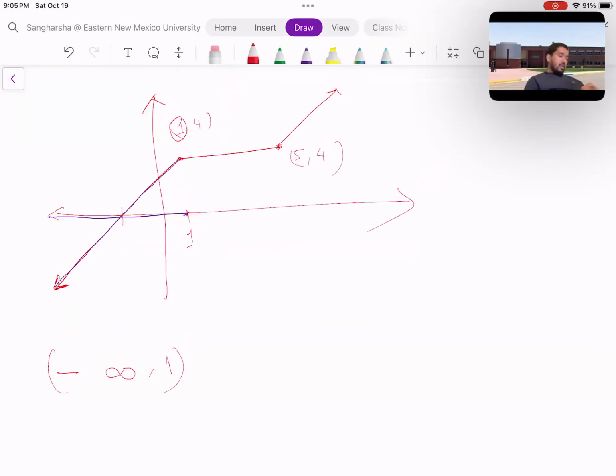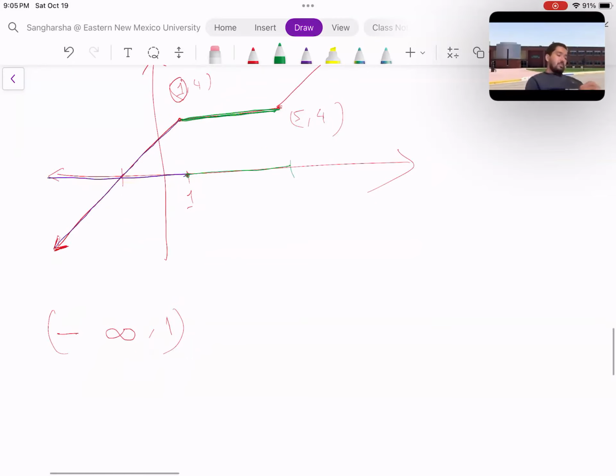Now you are at 1. When you are moving from 1 all the way up to positive 5, there is no change. The graph is constant. So the interval from 1 to positive 5 is the interval where the function is constant.